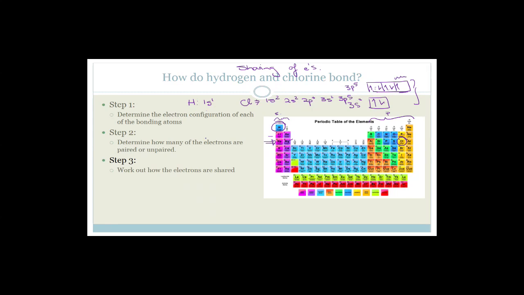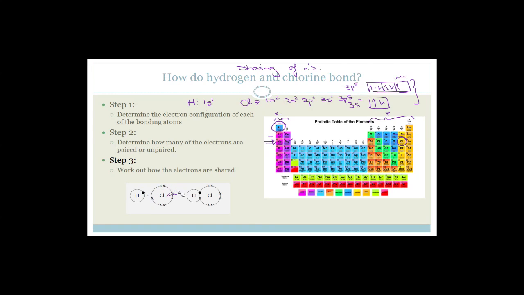So let's draw our little Lewis dot notation. Our hydrogen has got a dot, it's just one. Our chlorine, we only draw in the valence electrons, which is this lot, okay? So we're going to go 1, 2, and then how many do we have? We've got another 5, so it's 7, right? 3, 4, 5, 6, 7. So do you see there's a gap here and a gap here?